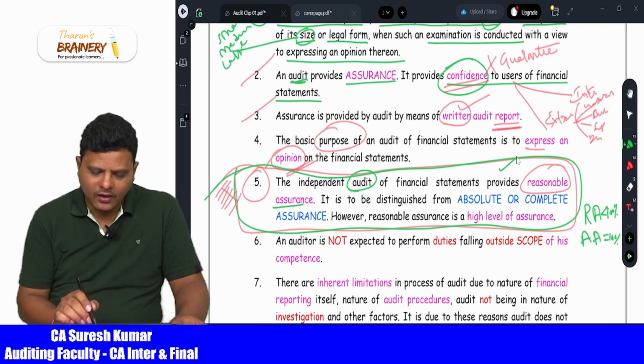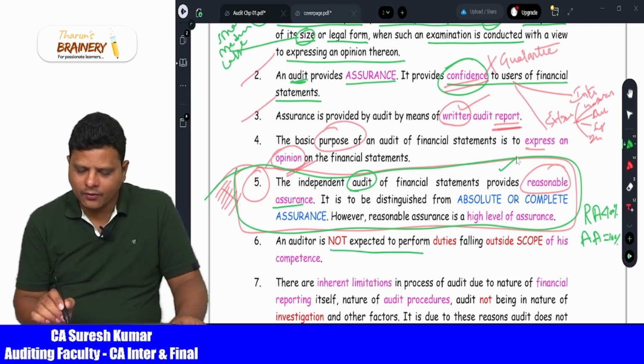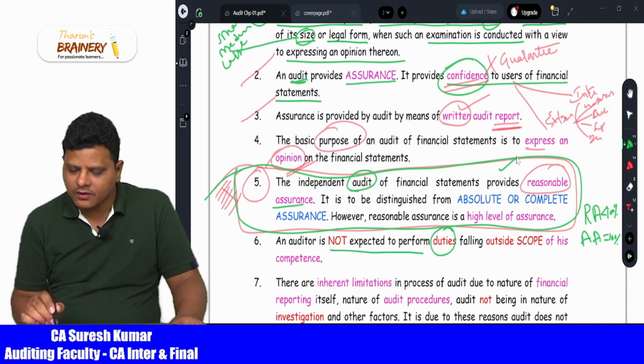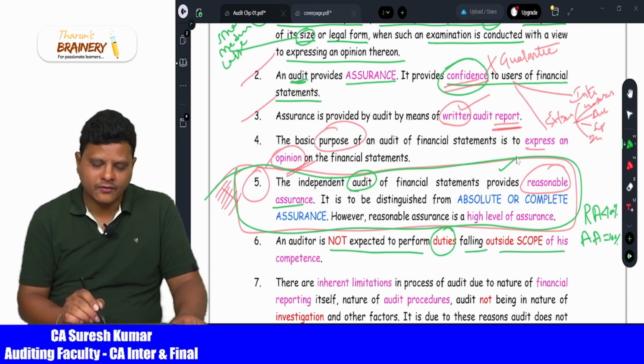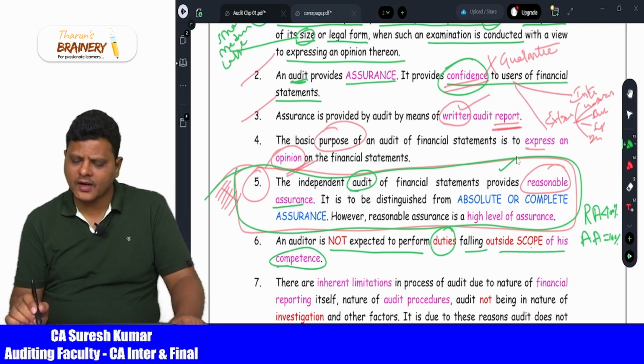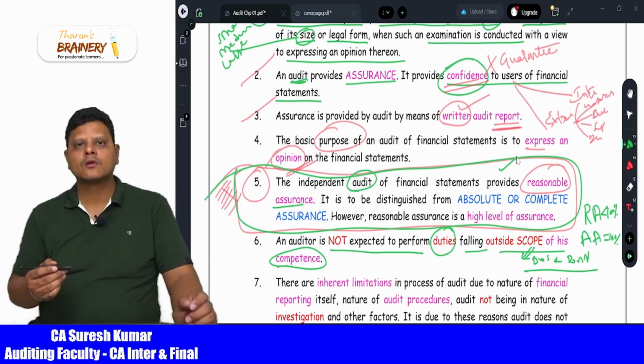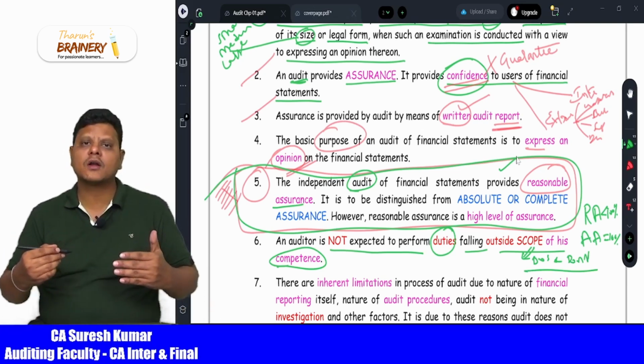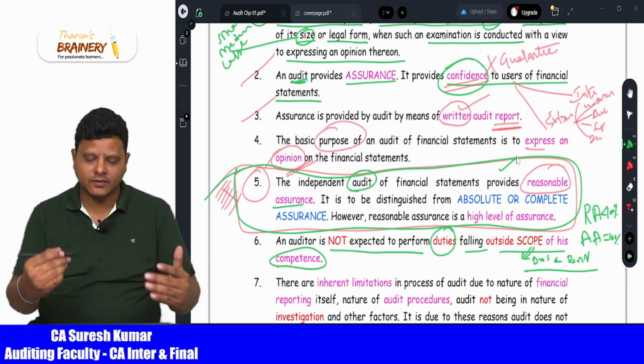So an auditor is not expected to perform duties which fall outside the scope of his competence. What is the meaning of scope of audit? Scope means do's and don'ts. Do's and don'ts is called a scope. So what the auditor should do, and what the auditor should not do, during the course of the audit.